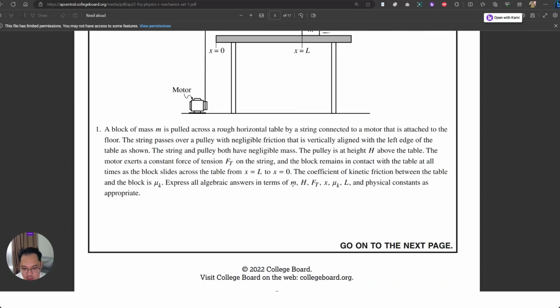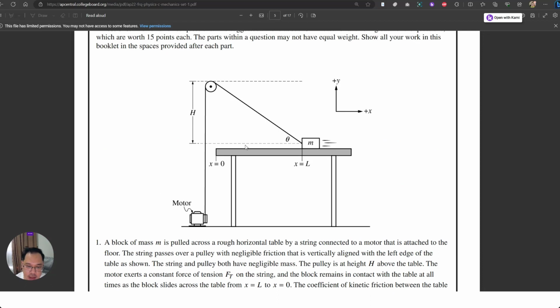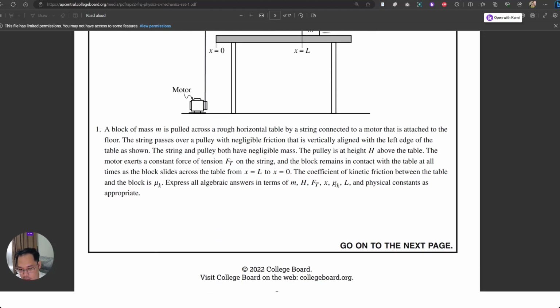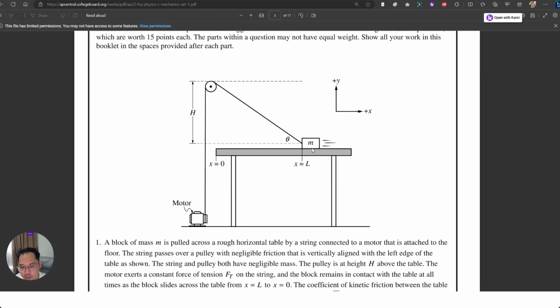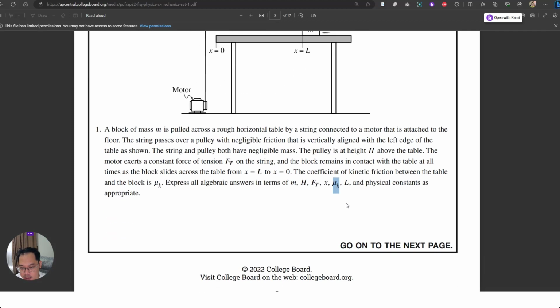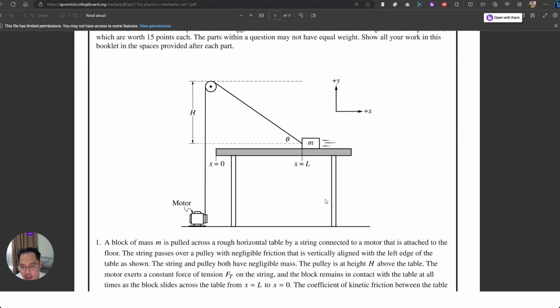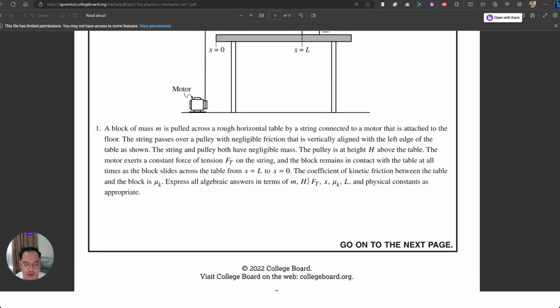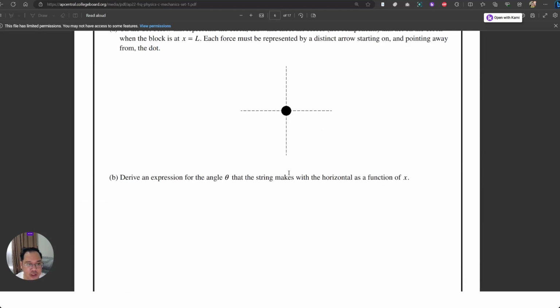We know these things: the mass m of the object, and the initial height h when the object is at the position L, also a constant, a given value. The coefficient of friction between the object and the table is constant, and the last thing that we are given is L, which is the initial position. Okay, now moving on to the questions.